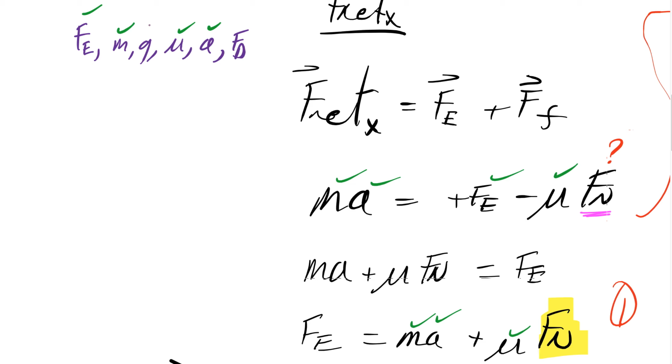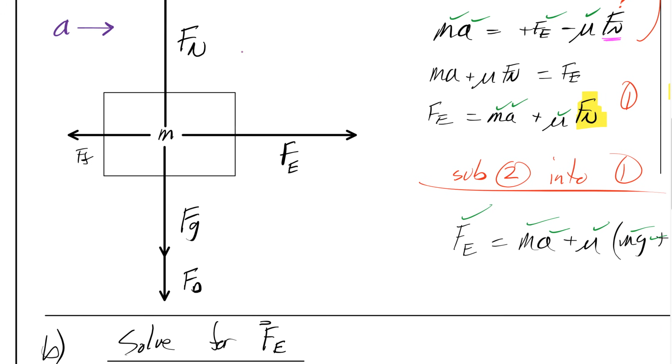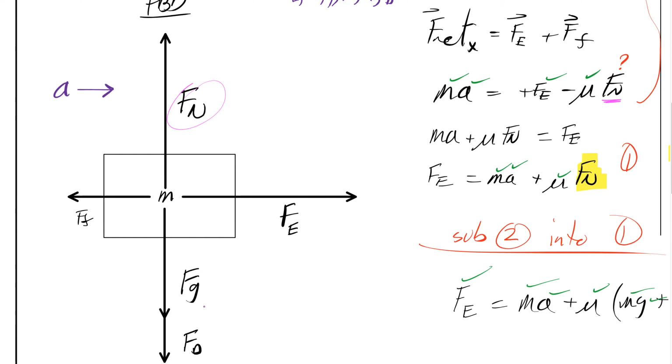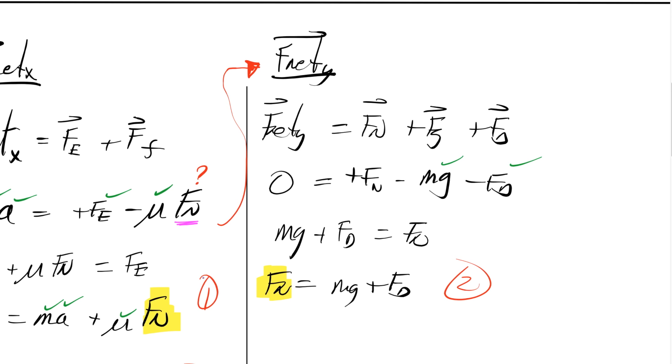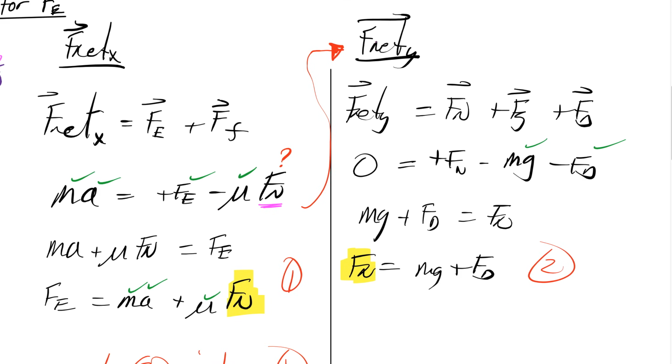We still are missing these two as well. So not only do we need to get rid of the normal force, but we have to be able to introduce little g and FD. Well, those two parameters and that normal force are all associated with the y component. So the next thing we're going to do is move over to fnet y. So you would pause here for a moment, and then we move over to fnet y.